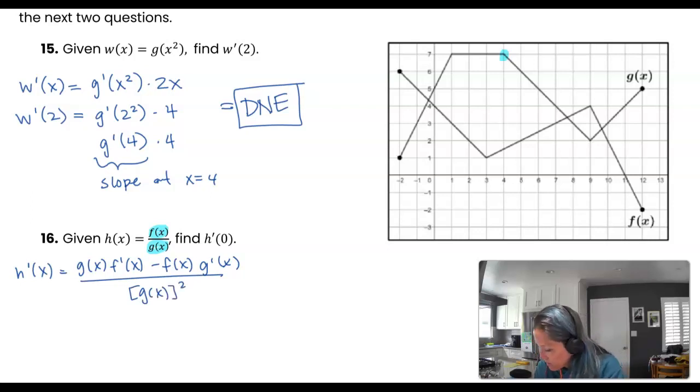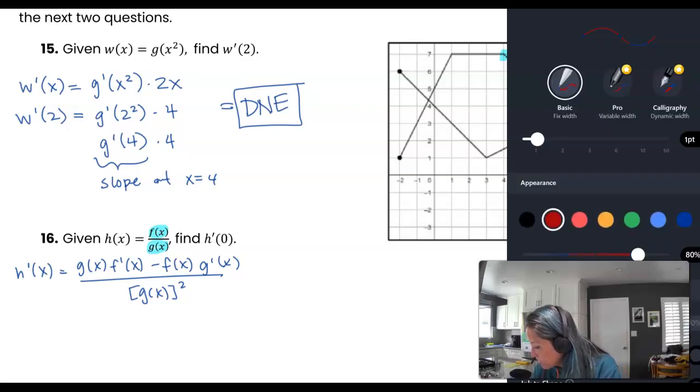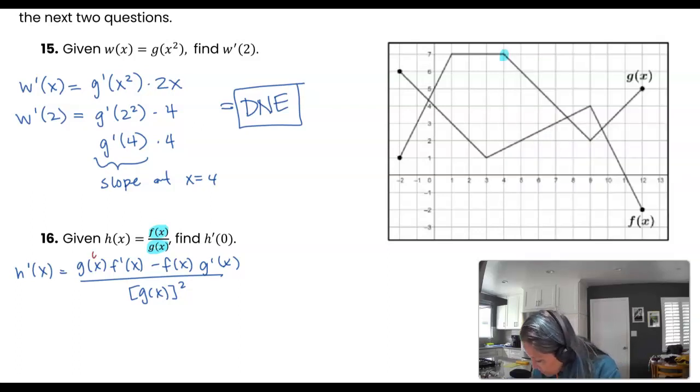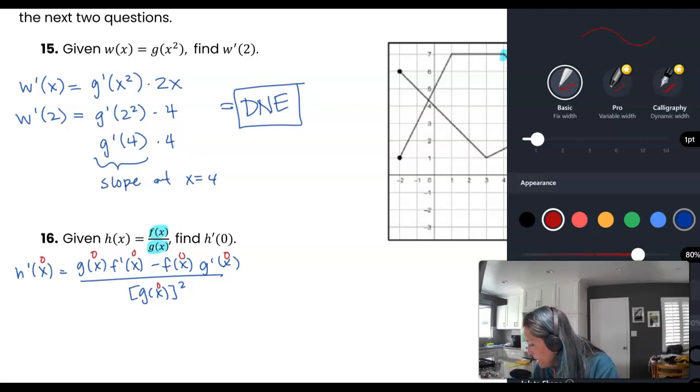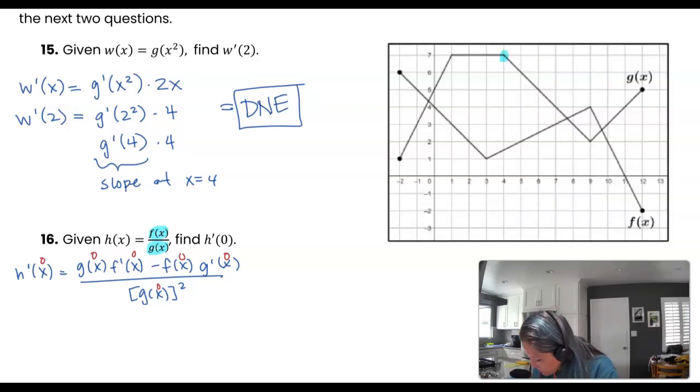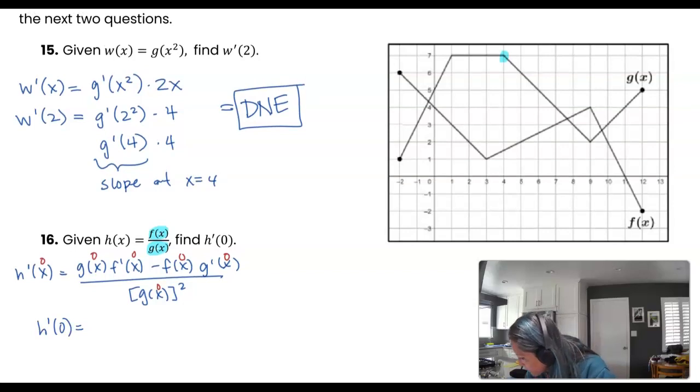Okay, and then let's plug in our zeros. So again, something with the quotient rule I always find very annoying, so I'm just going to go ahead and put 0 sort of above everything. Boom. And we will go find all of those pieces. So h prime of 0, g of 0. Okay, well here we have 0 and 0. Let's go ahead and just find everything. We know we're going to need all the different pieces.